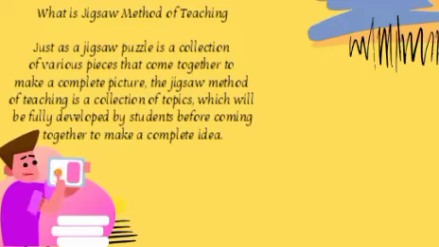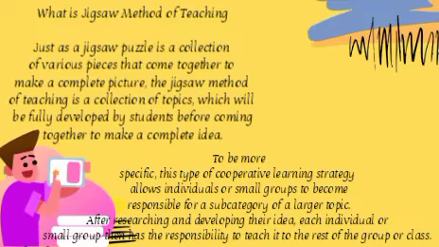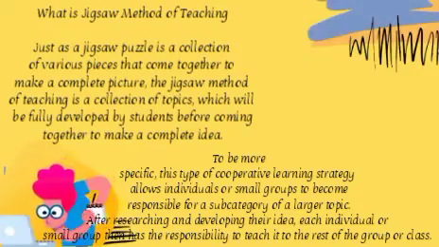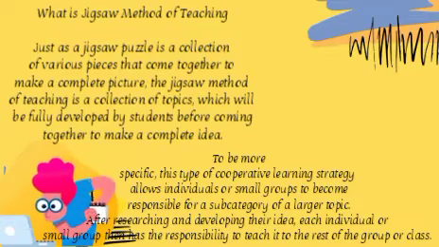First, what is the jigsaw method of teaching? Just as a jigsaw puzzle is a collection of various pieces that come together to make a complete picture, the jigsaw method of teaching is a collection of topics which will be fully developed by students before coming together to make a complete idea. To be more specific, this type of cooperative learning strategy allows individuals or small groups to become responsible for a subcategory of a larger topic. After researching and developing their idea, each individual or small group then has the responsibility to teach it to the rest of the group or class.